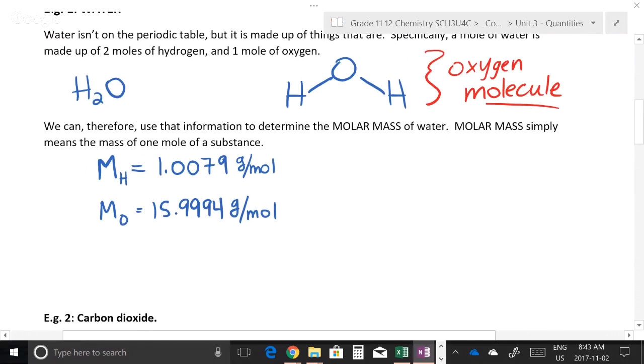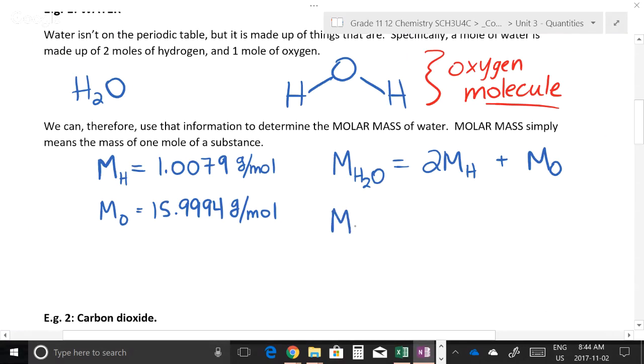Now, let's look at water. When we go to figure out the molar mass of water, what's it going to be? Well, what is water made of? Yeah, so 1 mole of water is going to have 2 moles of hydrogen, right? And what about oxygen? Just one. Just like that, right? Does that make sense?